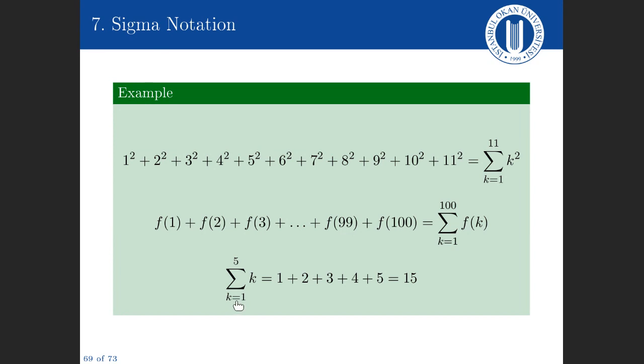Calculate the sum from 1 to 5 of k. We start with 1, and then we do 2, and then 3, and then 4, and then when we get to 5, we finish. We get 15.